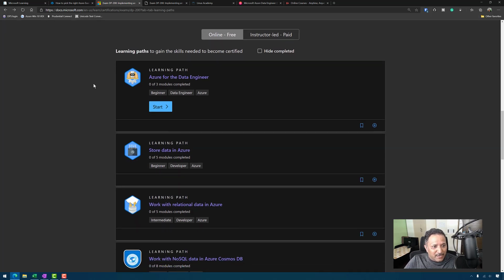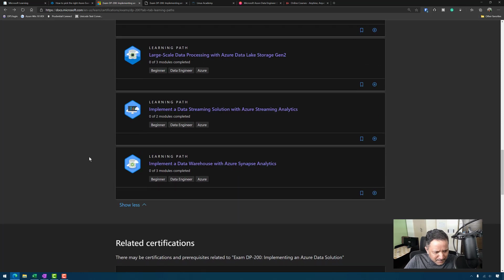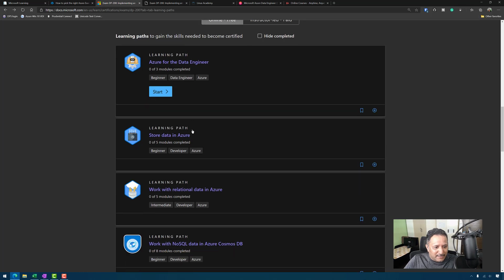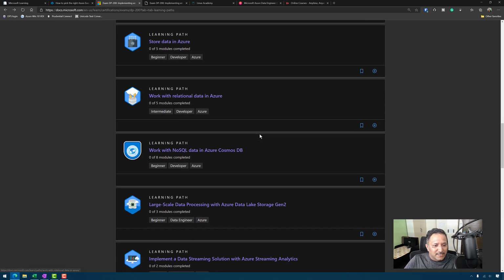So specifically for this DP200 test, there are 7 learning paths, 6 or 7, I guess, which are available here. It starts with Azure for Data Engineers. It's a beginner level module, and it consists of 3 other modules. And similarly, we have things like storing of data in Azure, working with relational databases.